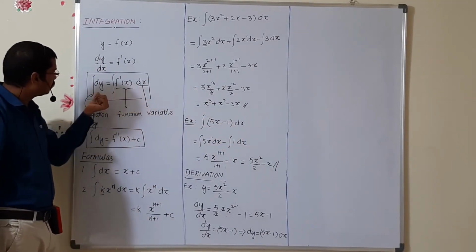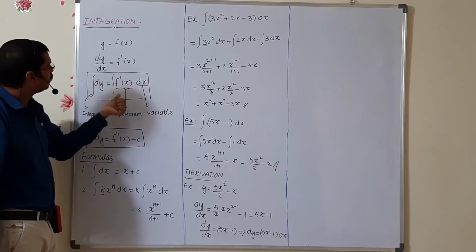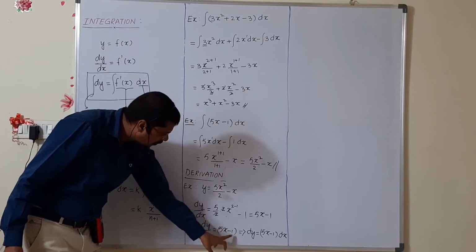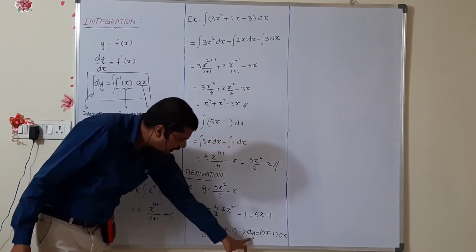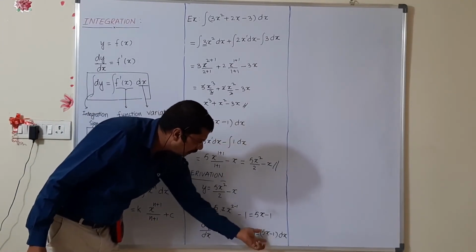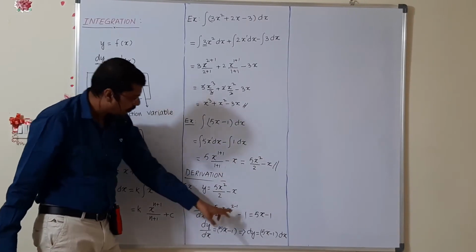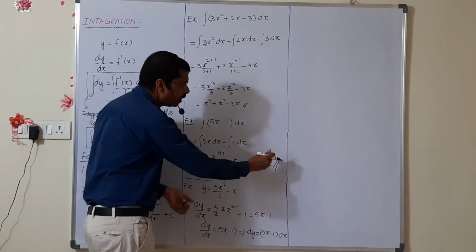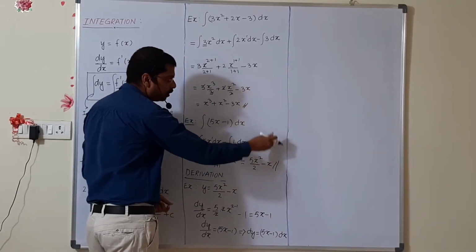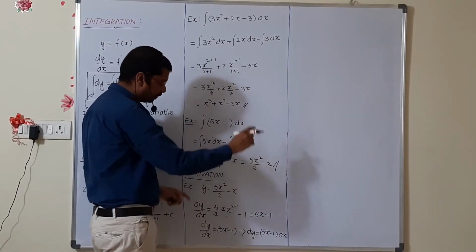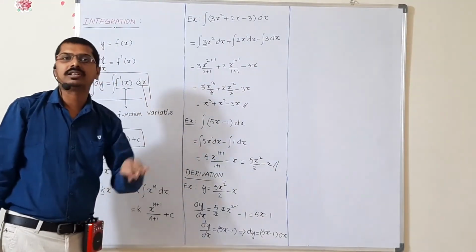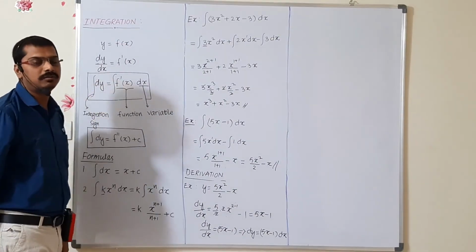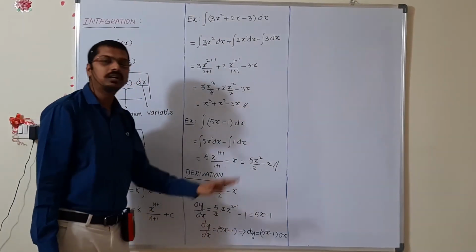This value equals dy, the integration of dy. If you take the reverse process, then dy upon dx equals 5x minus 1, and dy equals 5x minus 1 into dx. This is the integration. By this formula, we are also going for the reverse process. Whenever we go the reverse way, the reverse process is nothing but differentiation. Already I explained that the reverse process of differentiation is called integration.